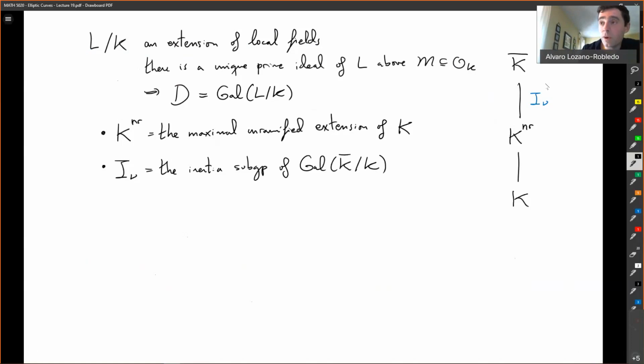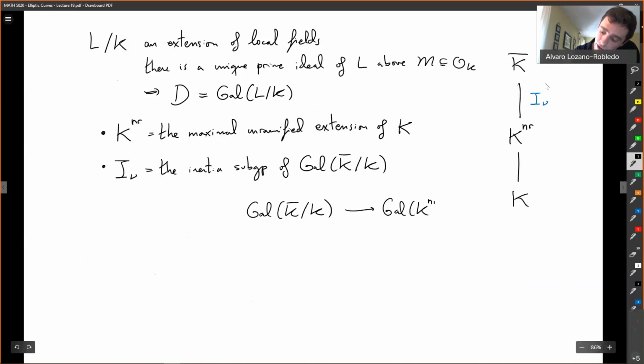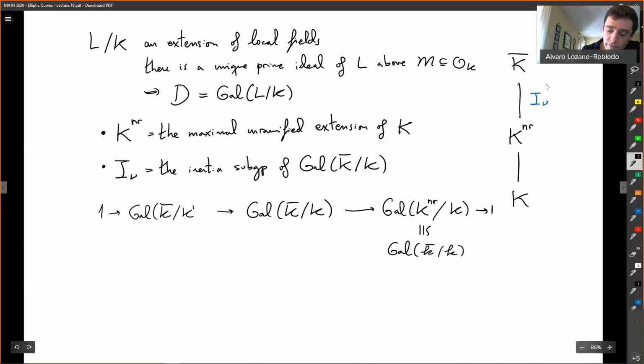And this fits in the following exact sequence. There's always a map from the decomposition group to the Galois group of the residue field. You can also think about it as restricting to K^nr, and this is isomorphic to the Galois group of the residue field. On the other hand, you have the kernel of that map. That kernel is precisely inertia.